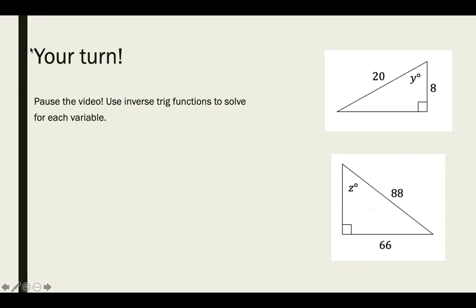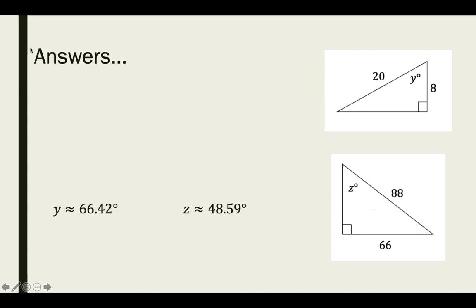All right, so just like the one we just did, y and z, we're going to use inverse trig functions depending on the sides that we're given. So the answers you should have gotten would be 66.42 and 48.59. If you did not get those answers, let's talk about how we get that.